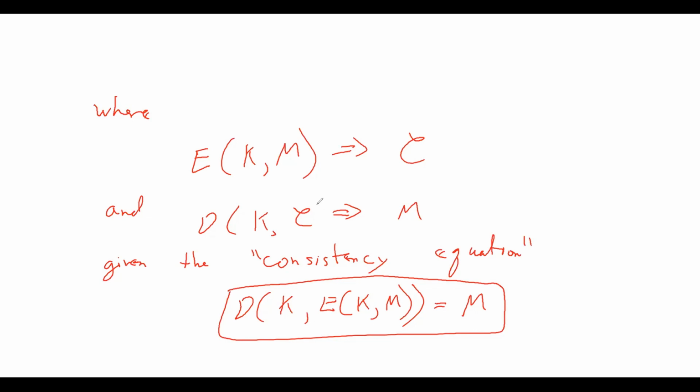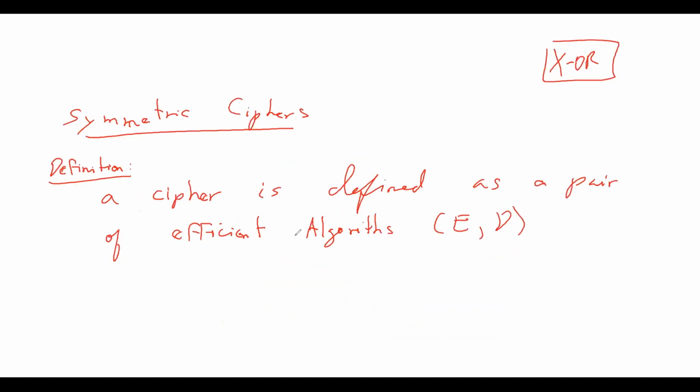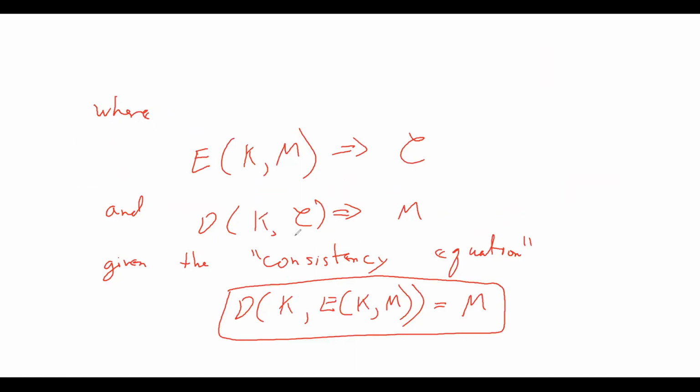That's our definition of what we're doing. So really, a cipher is defined as a pair of efficient algorithms where E(K, M) gives us the cipher and D(K, C) gives us the message, given the consistency equation, which looks like that one.